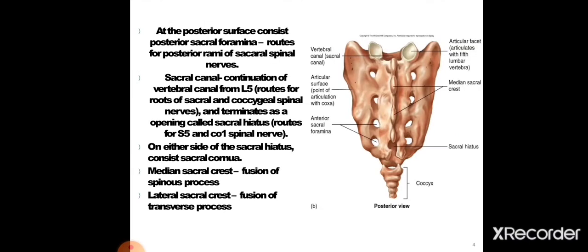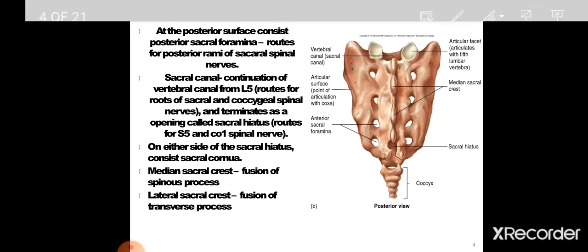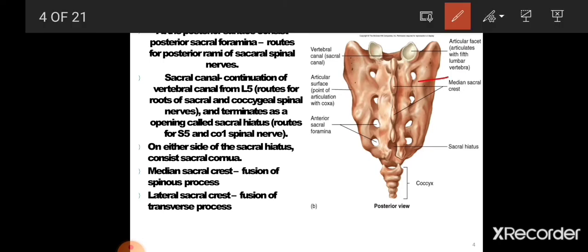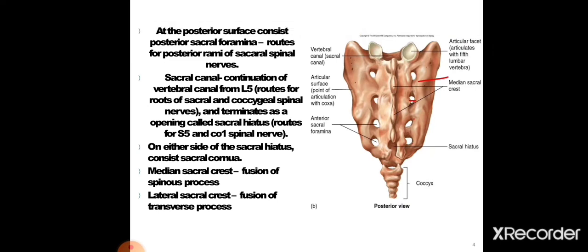Then this is the posterior view of the sacrum. At the posterior surface, it contains the posterior sacral foramina. So here again foramina are found. These are known as posterior sacral foramina. They provide passage for the posterior rami of the sacral spinal nerves.